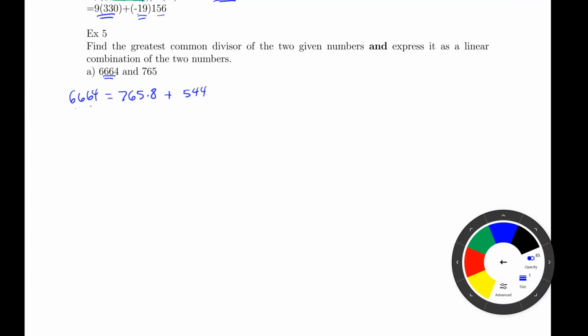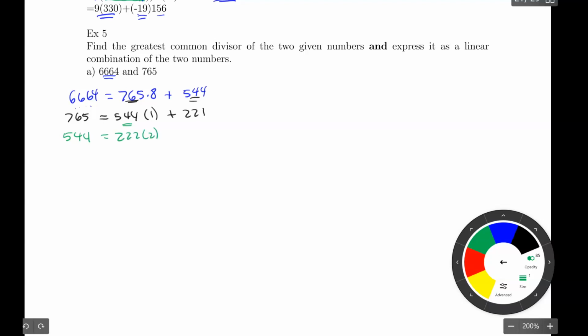Okay, so then my next step is to take this number here, 765, and I want to find out how many 544s are in there, and I'm just going to put down number 1 because there's just one of them in there, you can see, and the remainder would be 221, right? So then I move to the next step and I say, okay, so let's move 544 over here, and I want to figure out how many 221s are in there. So there's 2 of them.